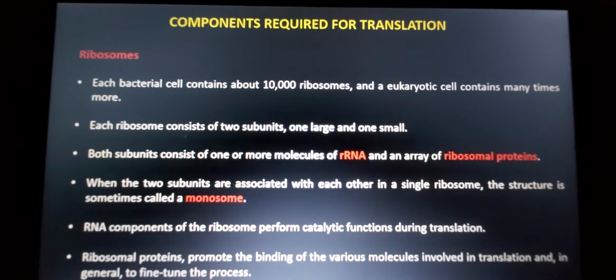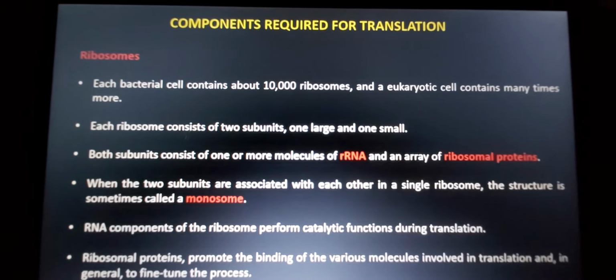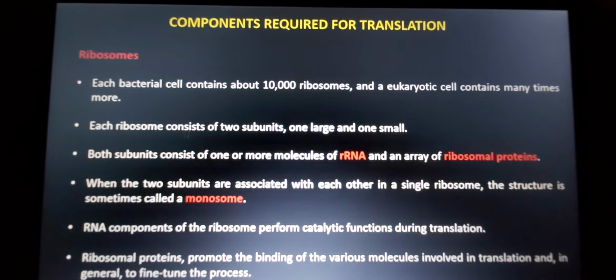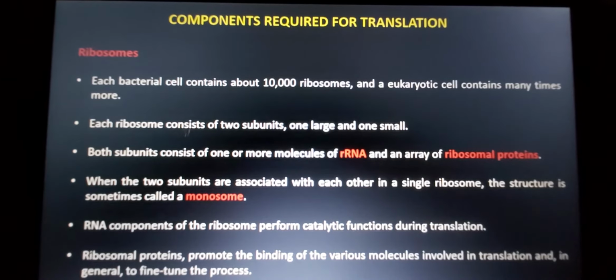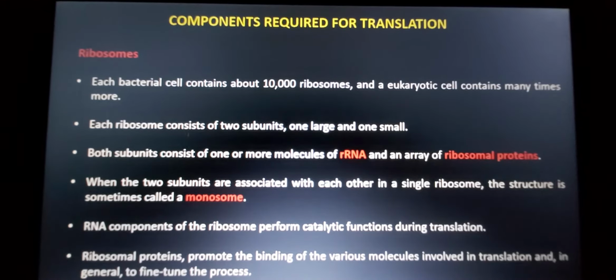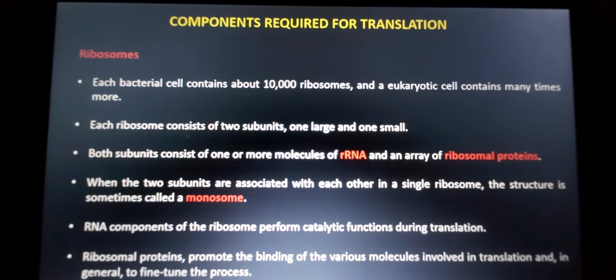Now the RNA component of the ribosome is responsible for the catalytic function that occurs during translation, whereas the proteins which are part of the ribosome help in binding of the various molecules involved, and are also involved in fine tuning the process itself. But the catalytic function which happens during translation is because of the RNA component of the ribosome. So each ribosome is made up of RNA as well as proteins, and the RNA present in the ribosome is known as ribosomal RNA.